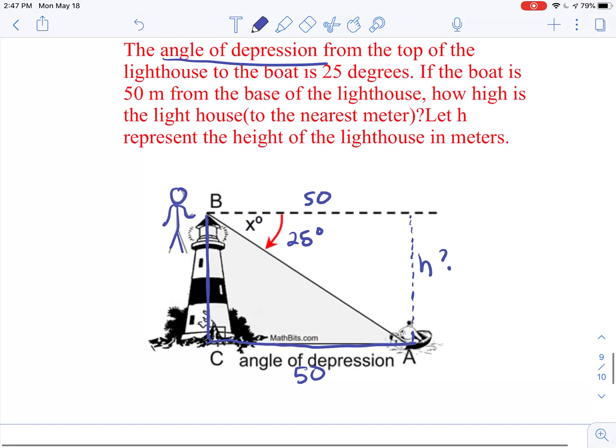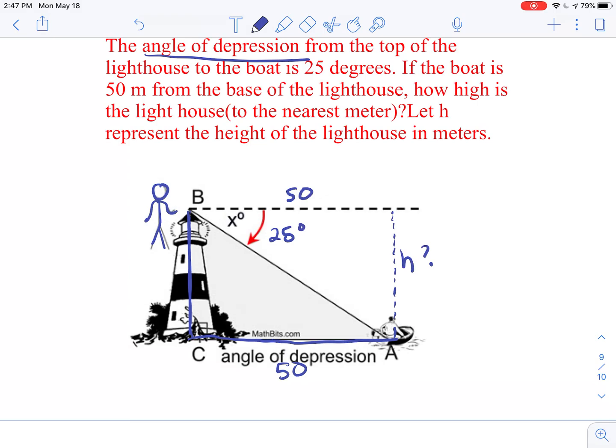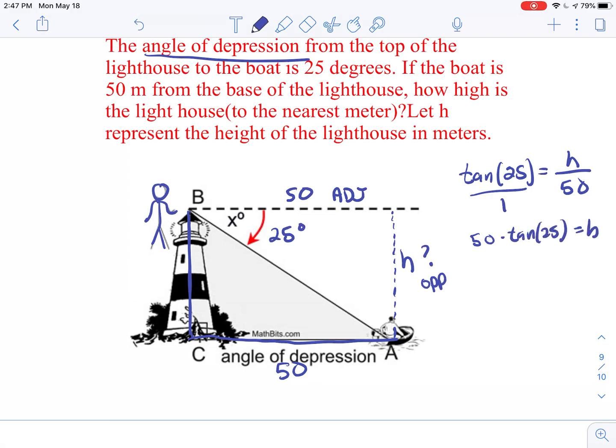Okay, so what trig function compares this angle to, let's see, the height is our opposite side, and 50 is our adjacent side. That's tangent. Okay, so tangent of 25 is equal to our opposite over our adjacent. We cross multiply, we get 50 times tangent of 25 is equal to h. And we get h is equal to 23.3, so 23 meters high. Okay, so that's the height of our lighthouse.